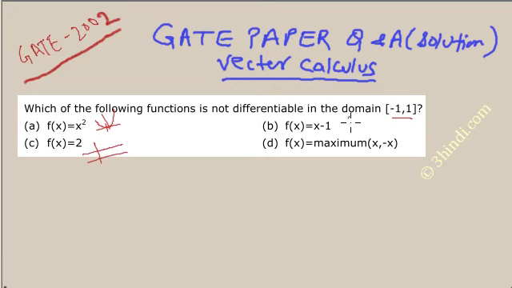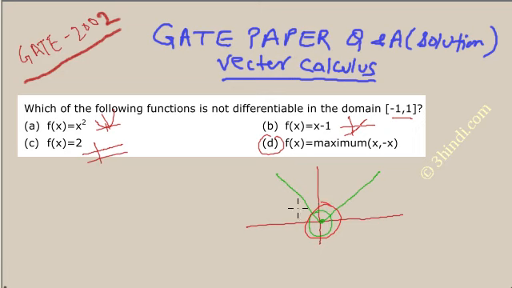For x, this is also like this function x minus 1, so this is differentiable. And for this function, the maximum of x and minus x, the graph is like this. If x is negative, y is the maximum of x minus 1. So at this point this is not differentiable, because the slope is changing abruptly. So this is the correct answer.